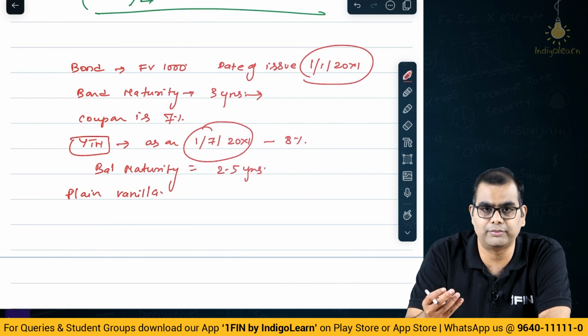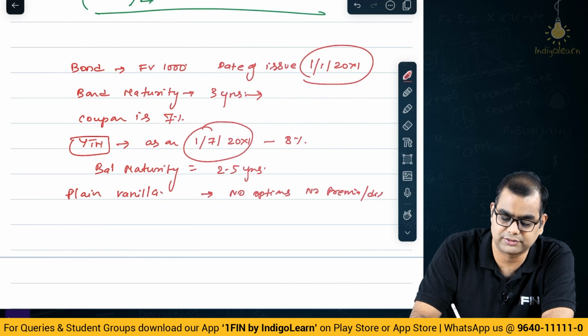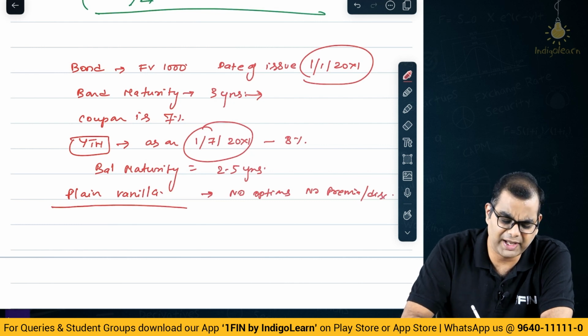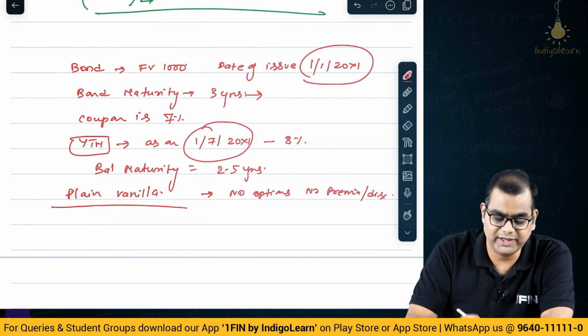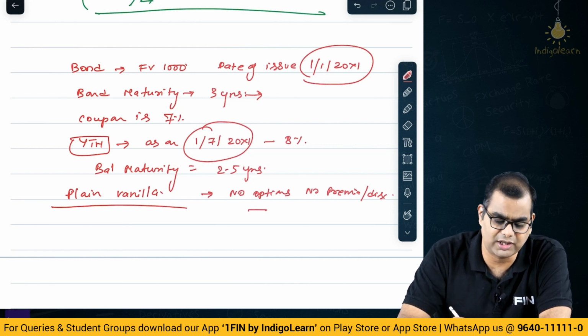Plain vanilla means there is no premium or discount on redemption or on issue. There is no optionality attached to it. Plain vanilla means no options, no premium or discount. Okay. It's a plain bond, simple bond. Why I am saying simple? What are these options? We will discuss that later, right? There obviously we are going to cover that.